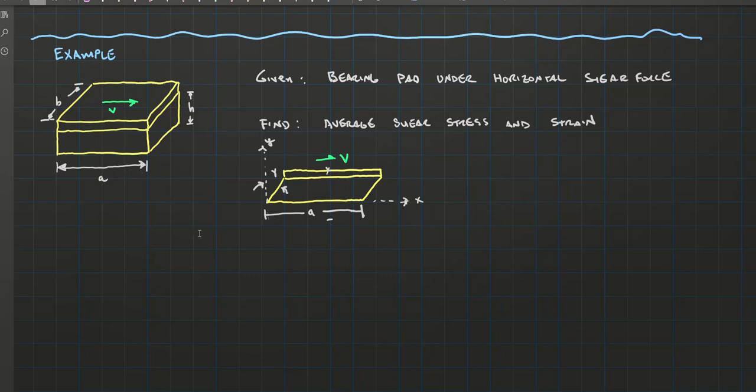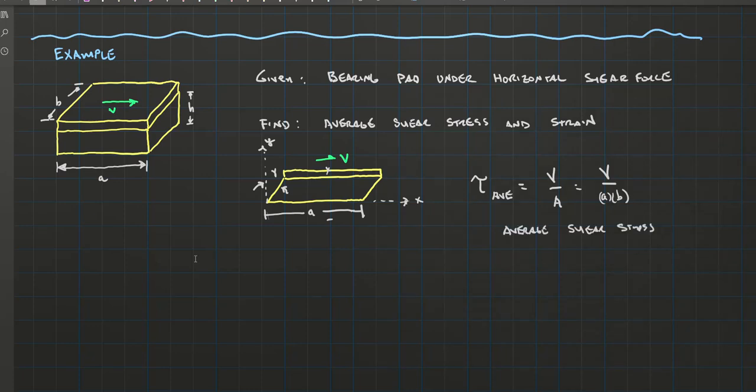So if I'm going to plot or calculate my average shear on this, we're going to have V over the cross-sectional area that V applies to, which means that we're going to have V divided by the dimensions A times B. And that's our average shear stress.